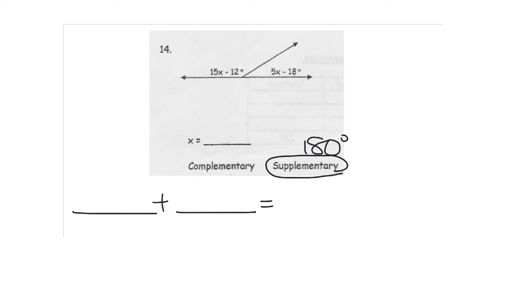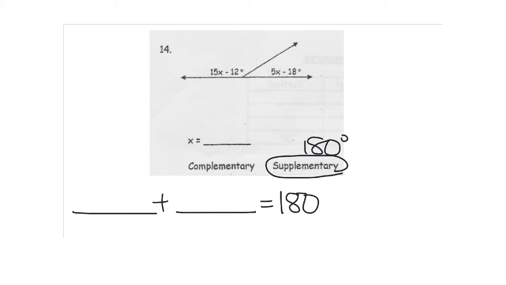Now finally, question 14, and then you're to work on the rest of these notes. Starting out, are these complementary or supplementary? Well, they don't make a corner, they make a straight line. So that tells me that they are supplementary, and supplementary angles will add up to be 180 degrees. So 2 angles that add to equal 180 degrees.